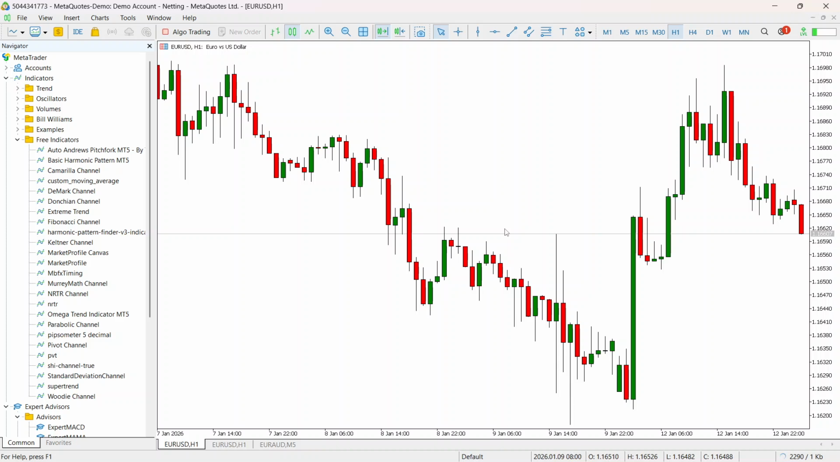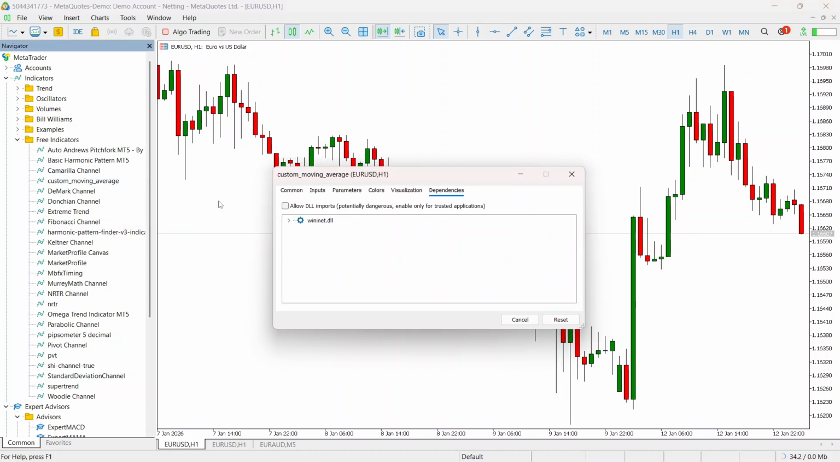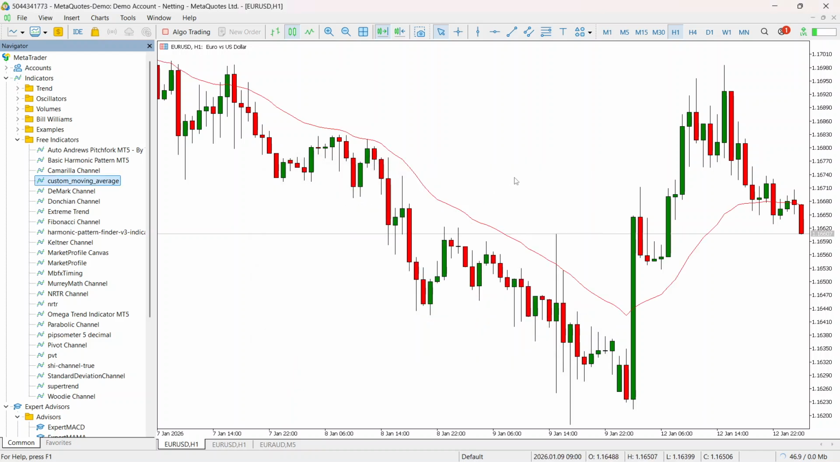Hello traders, today we are looking at the custom moving average indicator available for both MetaTrader 4 and MetaTrader 5. This is an enhanced version of the traditional moving average designed for cleaner trend identification. I'll load the indicator on the chart so we can see how it looks in real time. Don't forget to allow DLL imports so the indicator will work.